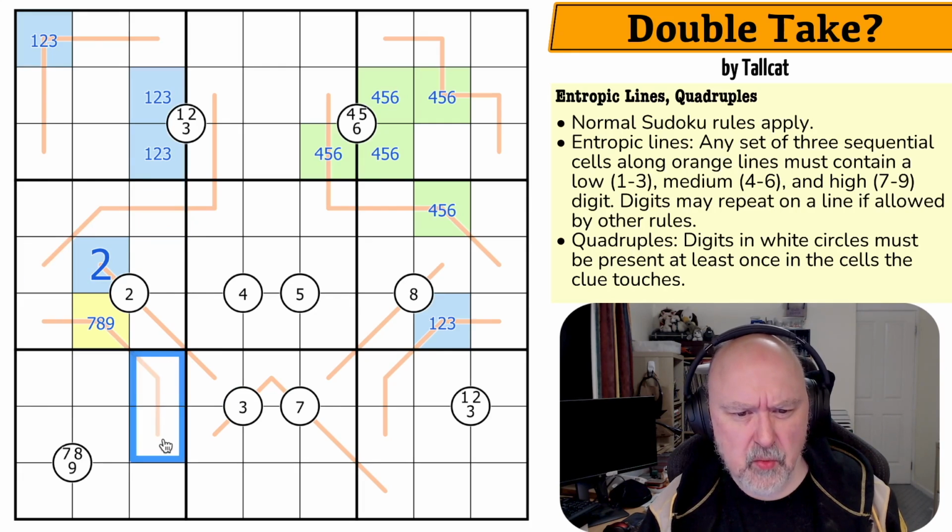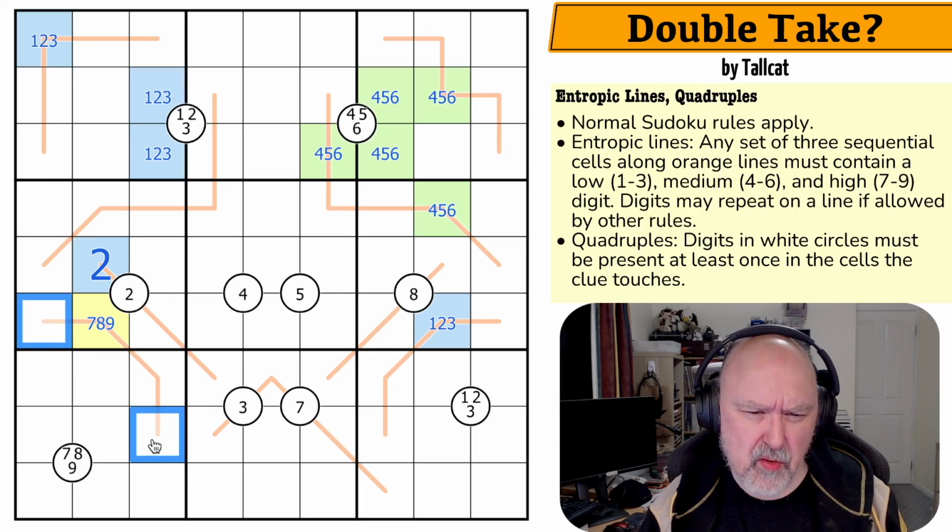Because there is a low and a high. Sorry, a low and a medium in here. Whatever that is, that is. Could they both be low? One of those two would be low, which would make one of those two low. Well, that can't be low.